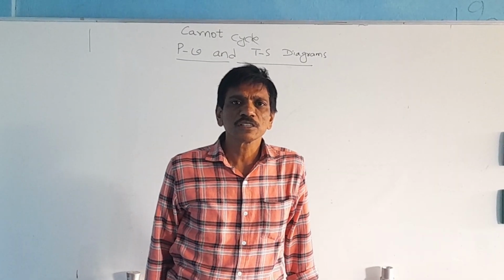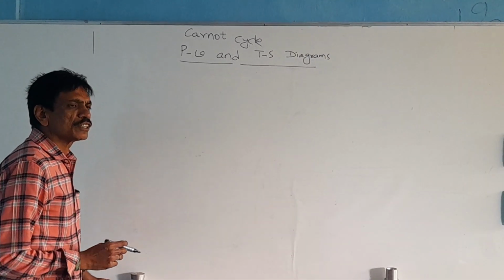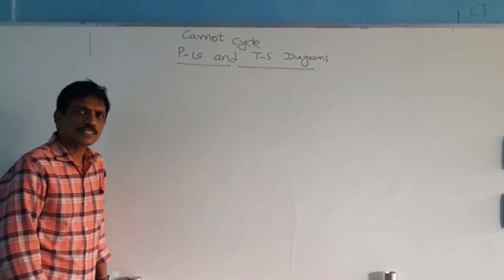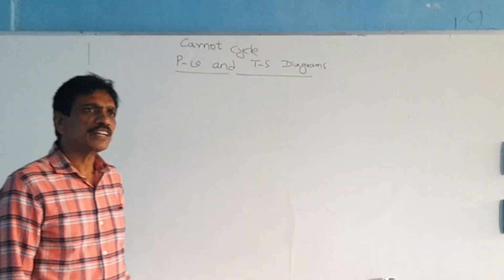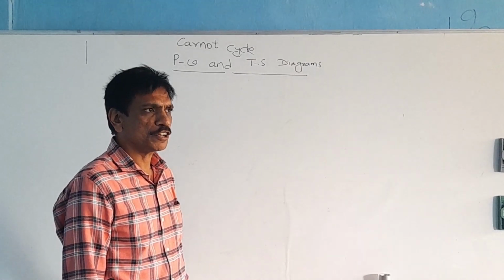So the Carnot cycle, the PV and TS diagrams. First we will learn the processes used in the Carnot cycle. Any cycle, either it may be the Otto cycle, diesel cycle or dual cycle, the series of processes are the same.